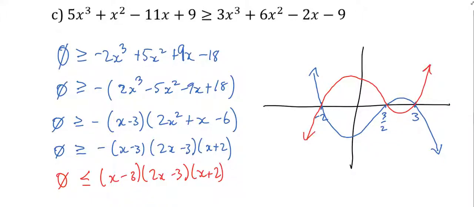So regardless of which graph I use, because this one is when is it less than 0, and this one is when is it greater than 0, because they're mirror images, it will be the same solutions. Does that make sense?